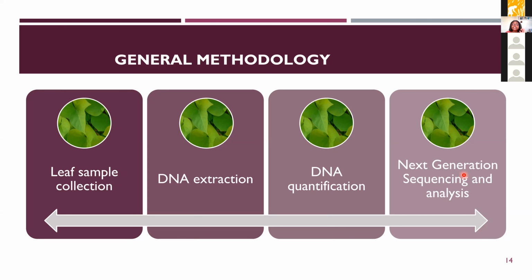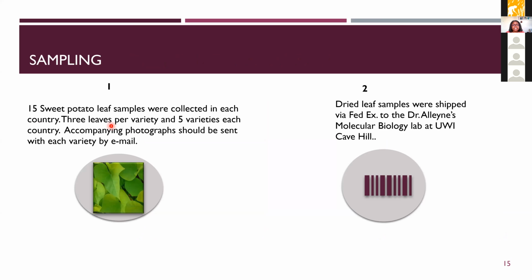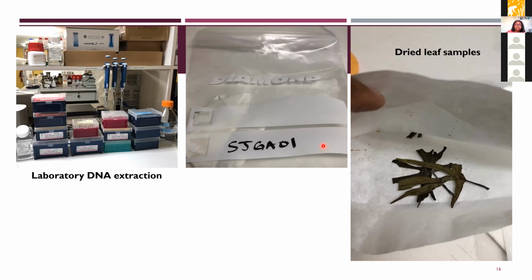So again, here are the steps we followed from each country. They sent us approximately 15 leaves, 3 leaves per variety, and there were 5 varieties from each country. These leaves were sent as a dried sample, and the DNA is still intact in that sense. It's sent that way to make sure we're not transmitting any diseases and so forth. And they were shipped to the lab. And in the lab, this is how the leaves came. We then extracted DNA and quantified that DNA.